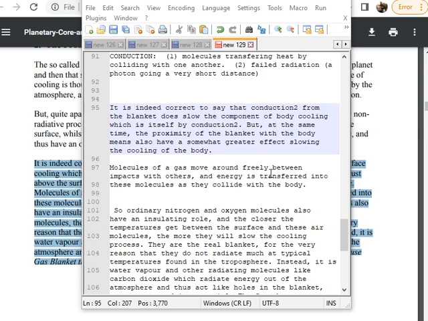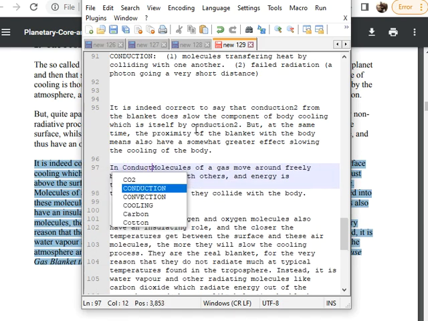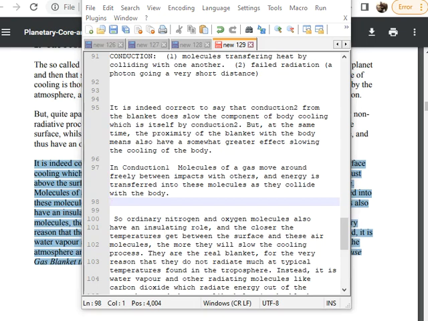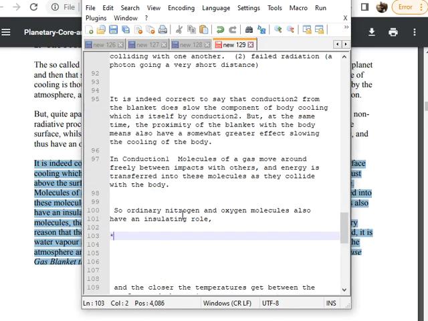Molecules of gas move between, and this is in conduction 1, which is the other version of conduction, molecules transferring heat by colliding with each other. Molecules of gas move around freely between impacts with others, and energy is transferred into these molecules as they collide with the body. So ordinary nitrogen and oxygen molecules also have an insulating role. Okay, I'm going to stop here because, if I haven't been totally misinterpreting things, this is weird.